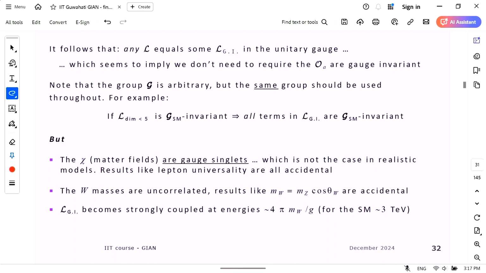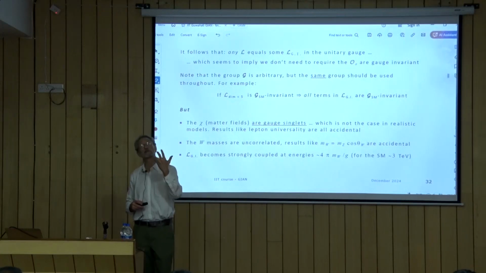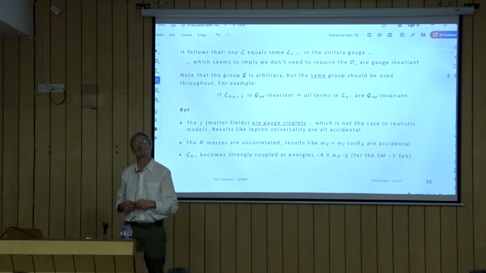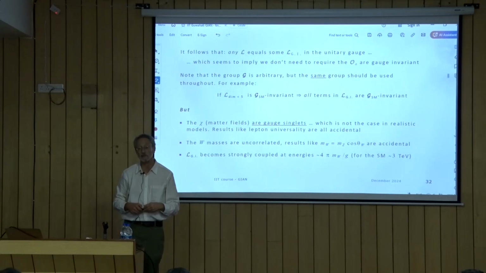And I'm not going to go through the details of that, but the reason is exactly the same. There will be a unitary field, and that unitary field you can calculate scattering, and its scattering becomes very large, violating unitarity at scales of the order of 3 TeV. So if you make the Higgs heavier than 3 TeV, the theory becomes strongly coupled at 3 TeV.